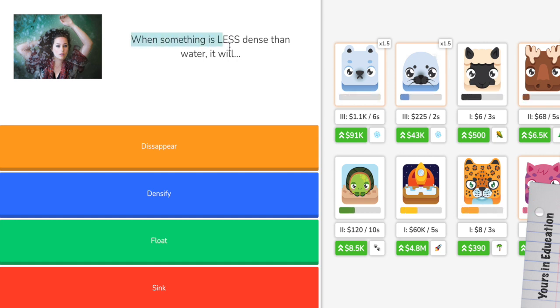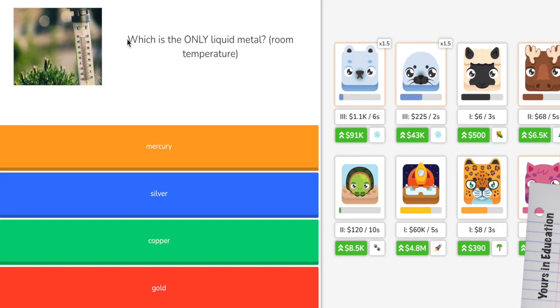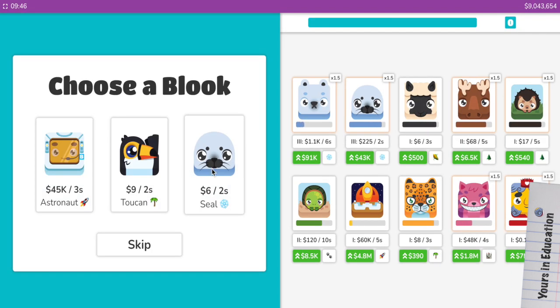So when something is less dense than water, it will float. Yes. Which is the only liquid metal at room temperature? Mercury, I know that. It's easy. Okay.